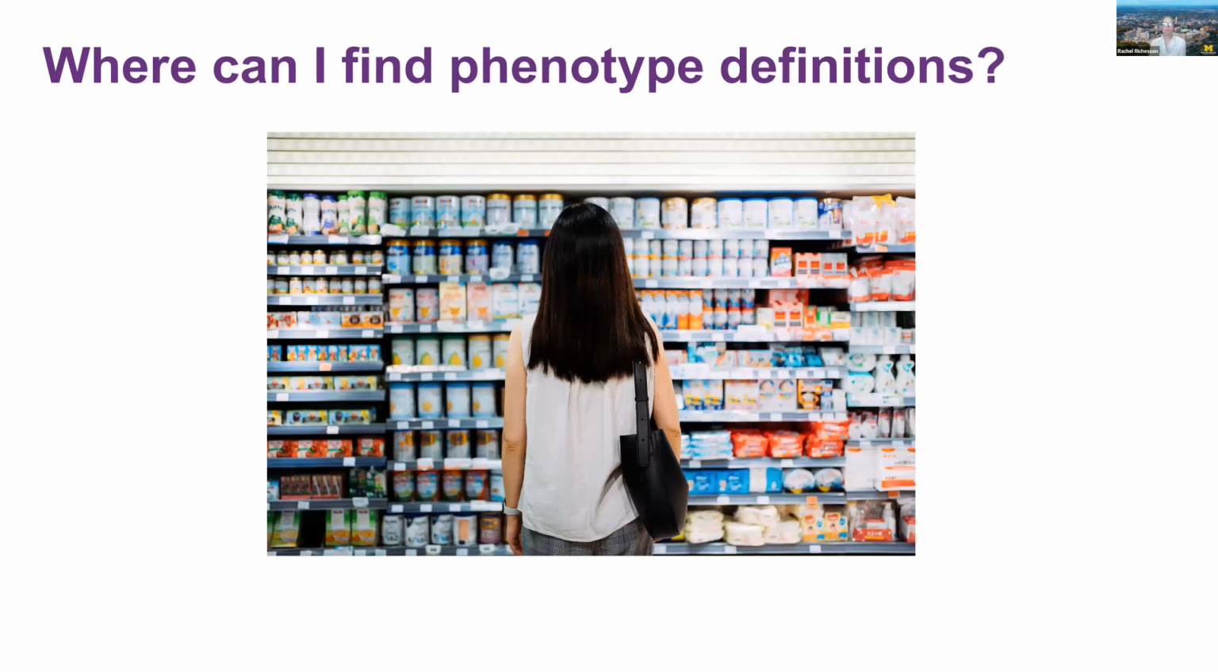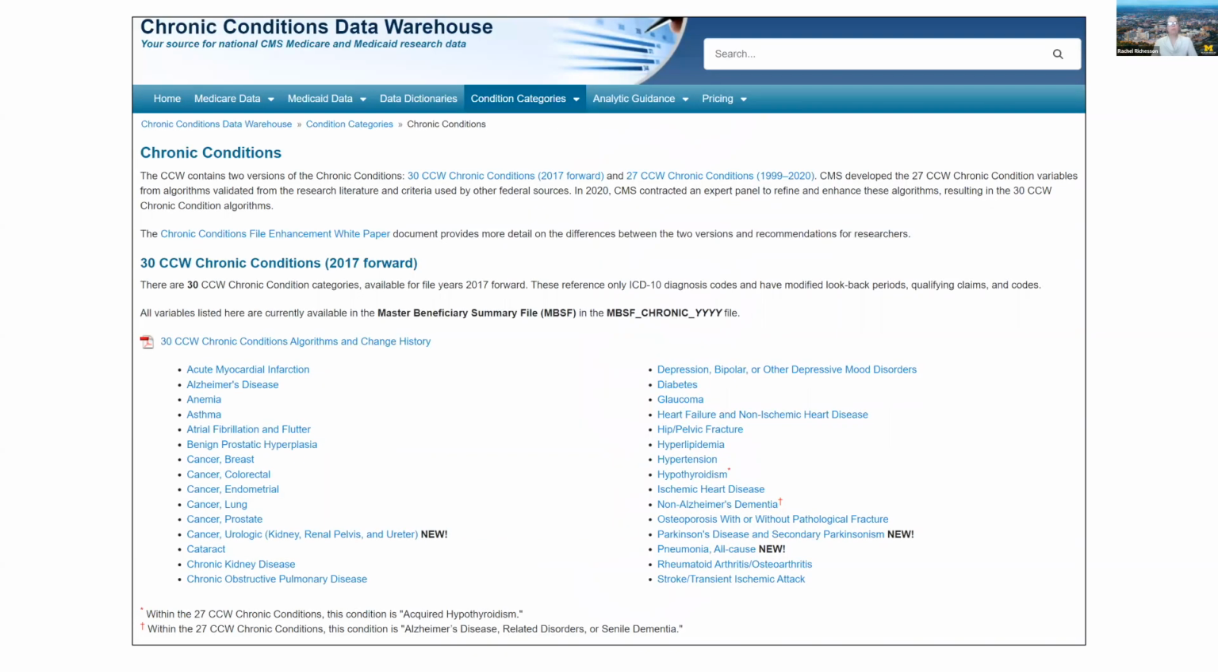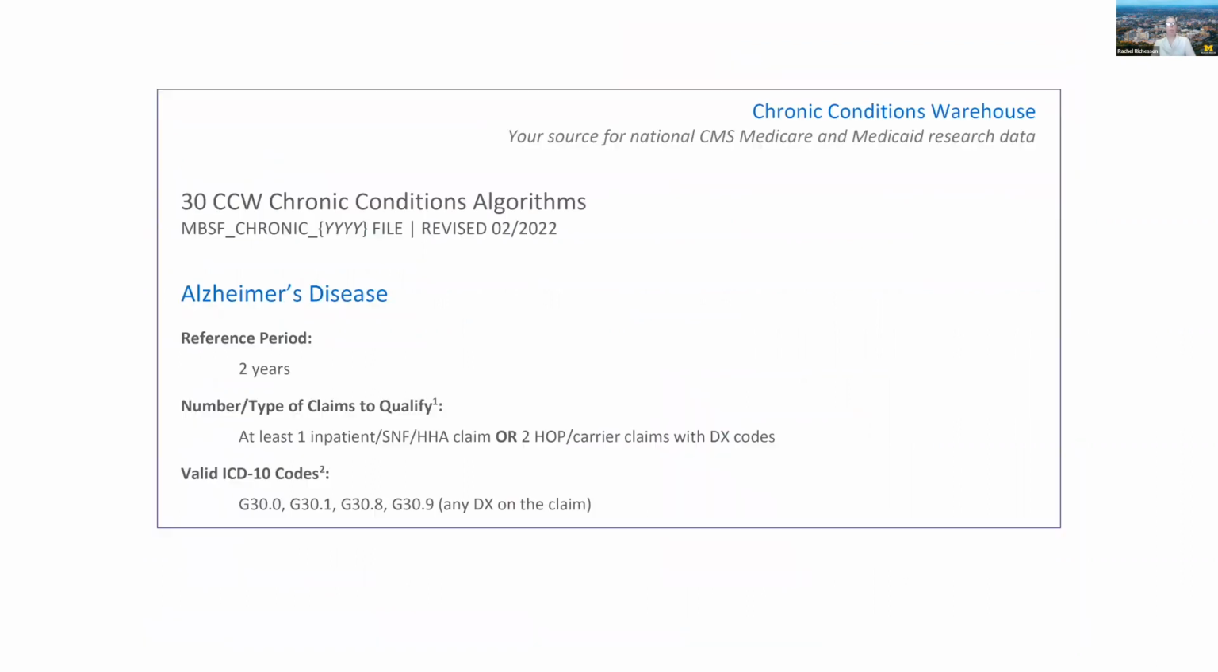So first, where can I find phenotype definitions? There's a number of sources. I think one easy, quick source for many, but it won't get you everything you need, is the Chronic Conditions Warehouse, which is supported by CMS to support research using those data sets. And so there's a number of condition definitions. This has been a resource for a number of years. It's very mature and focused on chronic conditions. So you won't find everything you need here, but just as an example, I searched Alzheimer's disease, and here's an example of what you might find.